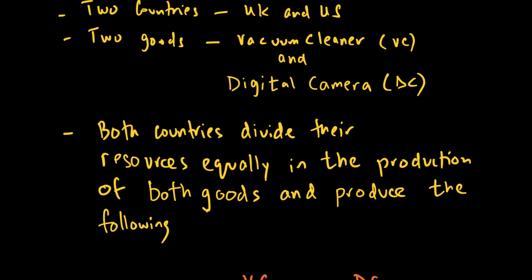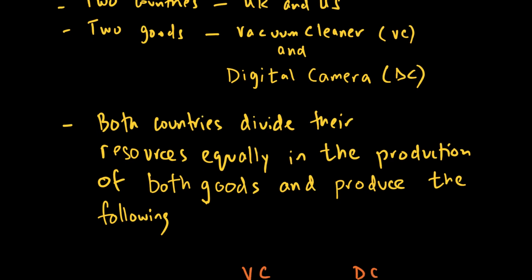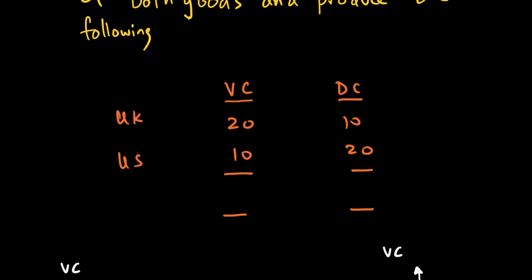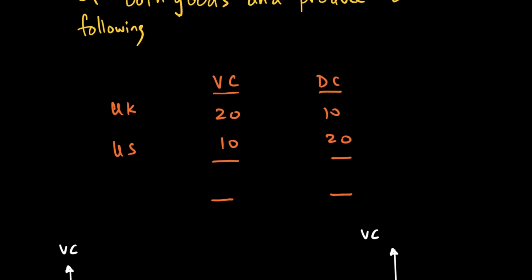Now, if they are dividing their resources equally, we have this kind of a table. Let's say the UK right now is making 20 vacuum cleaners and 10 digital cameras, and vice versa, the US is making 10 vacuum cleaners and 20 digital cameras. So if I look at total production right now, the total production is 30 and 30 of both goods.